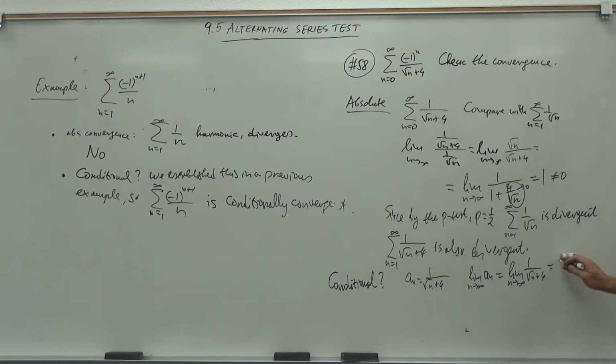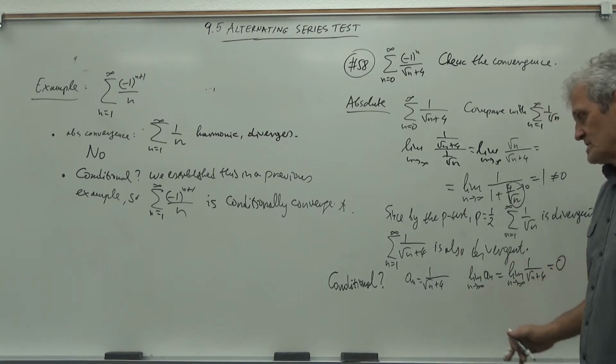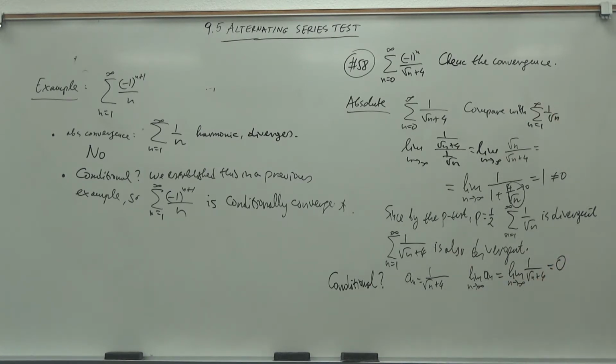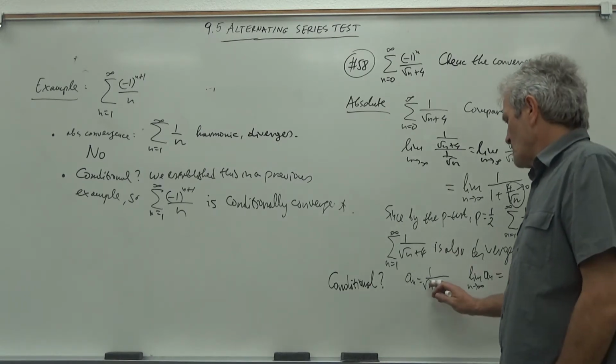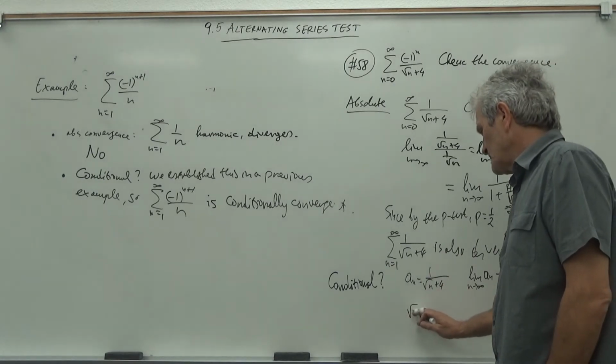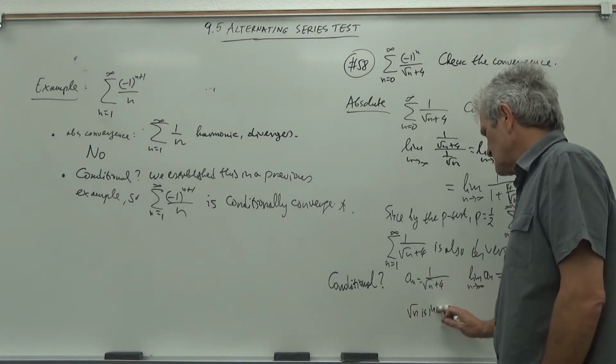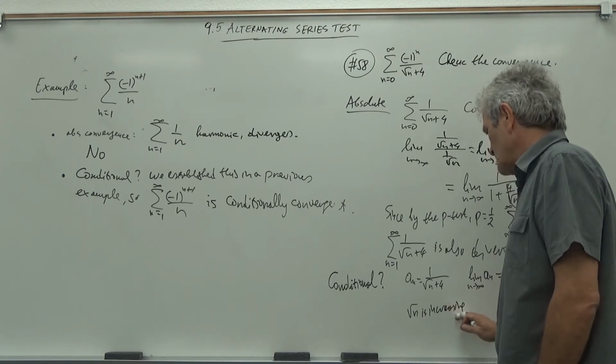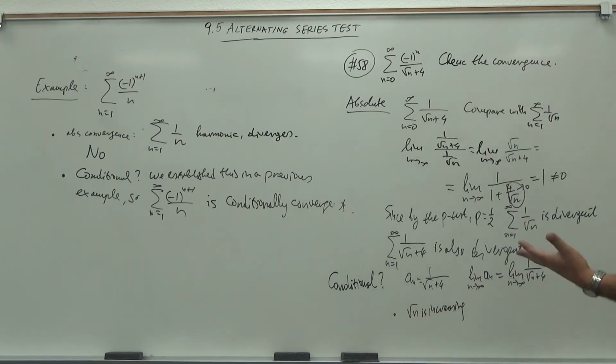It's 1 over infinity, so we get 0. So that's good. Is it decreasing? Obviously, yes. Why? Because square root of n is increasing. We don't need any argument, that's just common sense. The bigger n, the bigger the square root. Or, if you want, you can draw the graph. Looks like this.